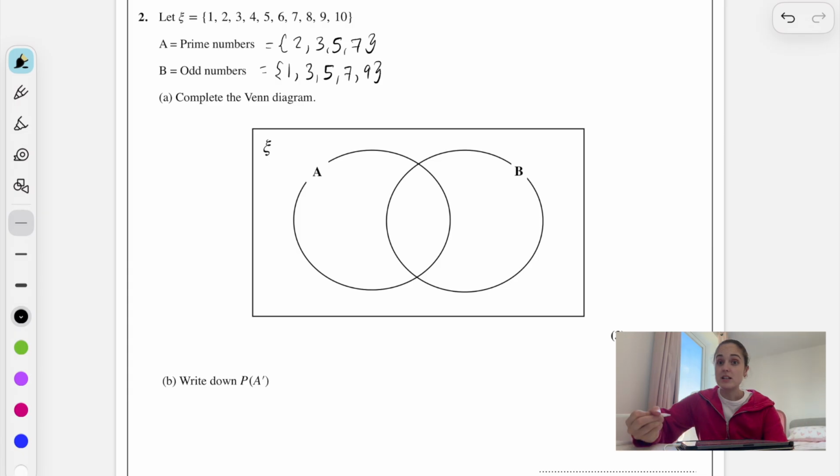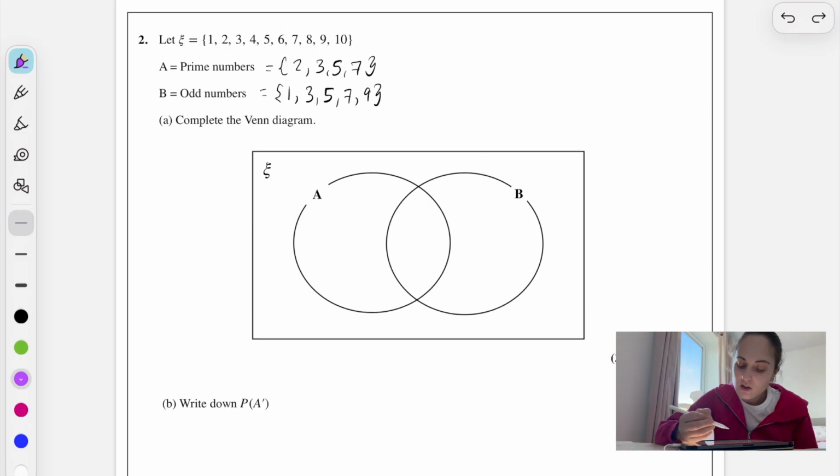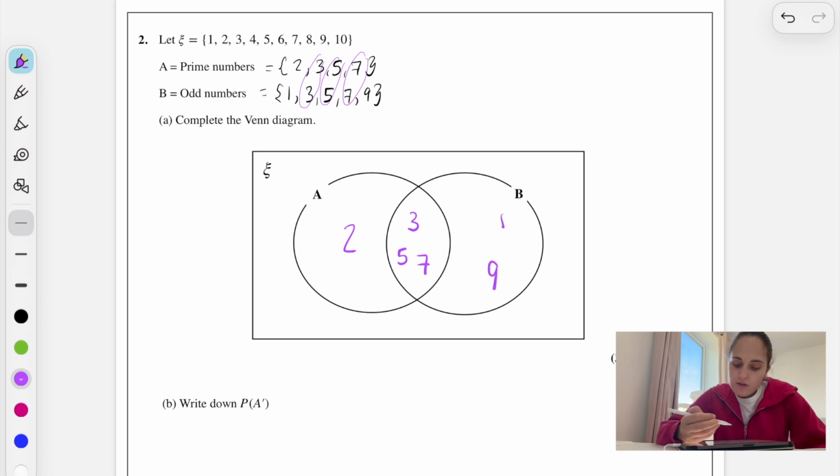So we need to complete the Venn diagram. Again, we need to include the elements that are in both A and B in the middle. The ones that are in A and B are 3, 5 and 7, so I'm going to put 3, 5 and 7 in the middle. In A, I have just 2. In B, I have a 1 and a 9. So I've used the numbers 1, 2, 3, 5, 7 and 9, and I'm going to cross those out. What's left is the 4, the 6, the 8 and the 10, so I'm going to put those on the outside. And that's my Venn diagram done.